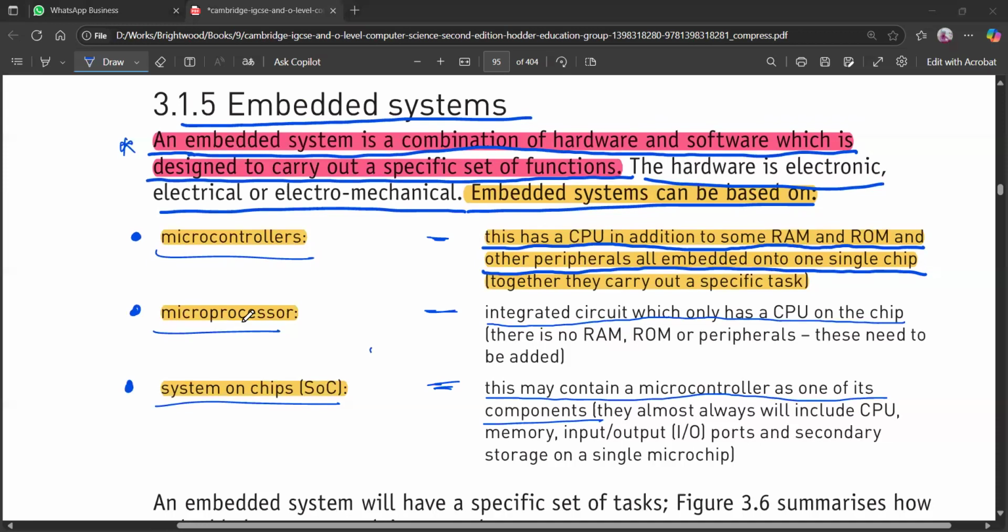Those are the components. What are they? They are microcontrollers, microprocessors, and system on chips. Okay, write it.